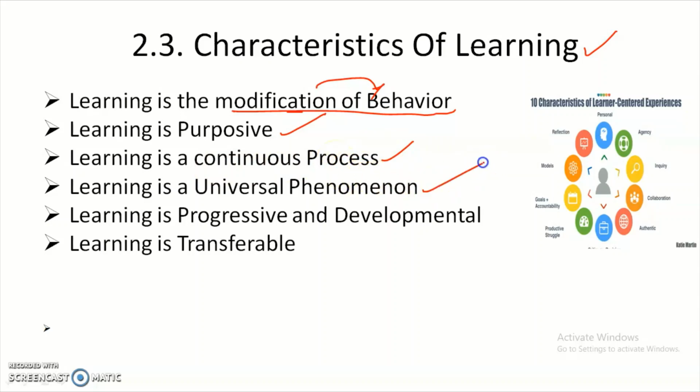And it is a universal phenomenon, because each and every living thing, whether animals, human beings or birds, is going to learn something definitely. Why? Because it is a universal phenomenon, it happens everywhere. And learning is progressive and developmental, because whatever we learn from past experiences will not make you repeat the mistakes. If you're not repeating the mistakes, it means you are in a progressive and developmental way.